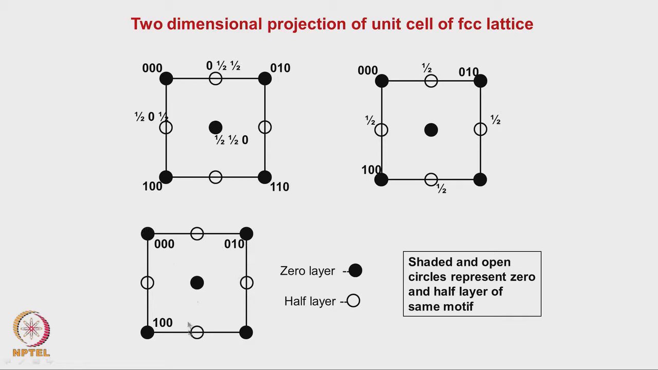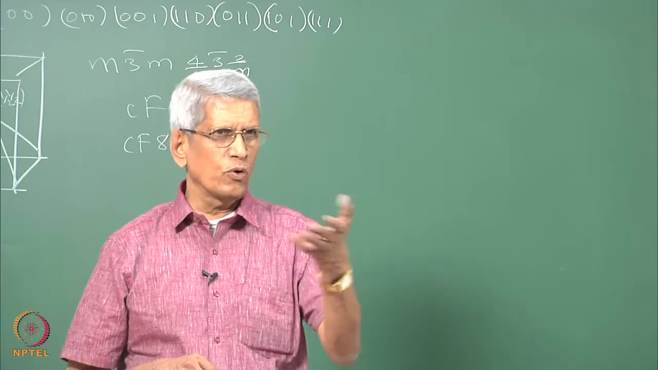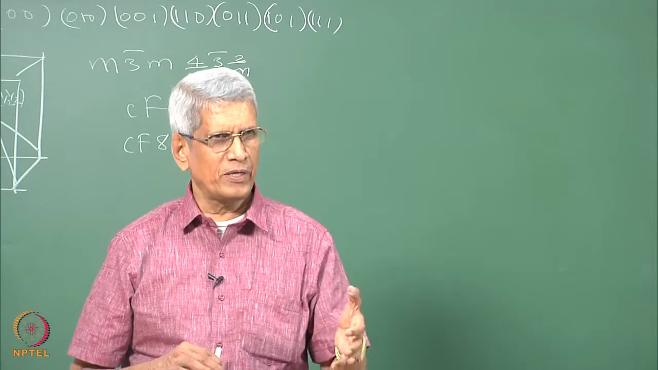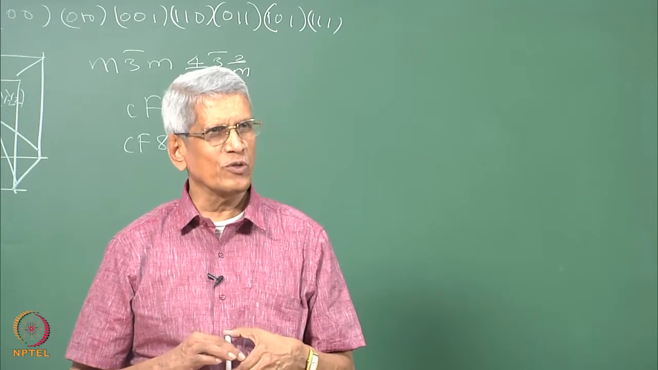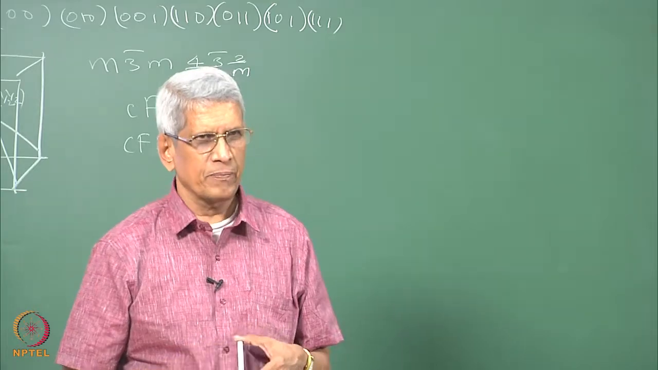We just use two symbols, but you just write it down, 0th layer and half layer. This sort of notation, when you go through many of the published papers, you will find all types of notations are used to represent unit cells.